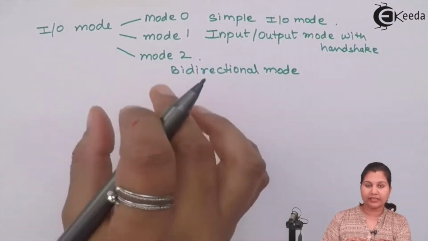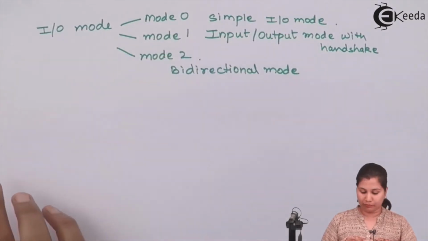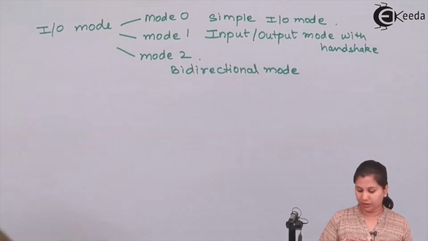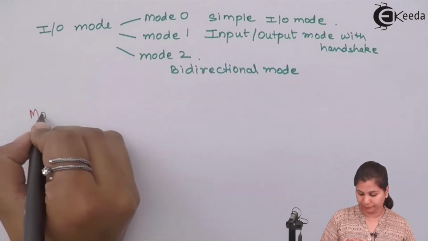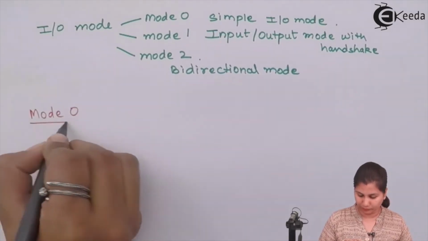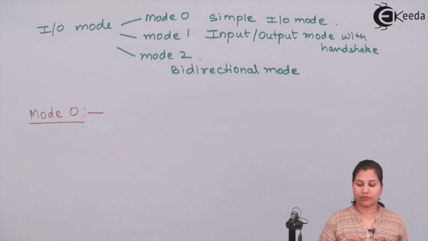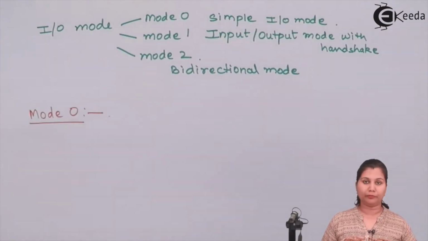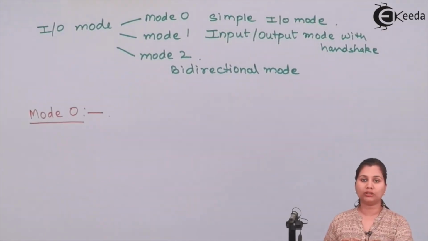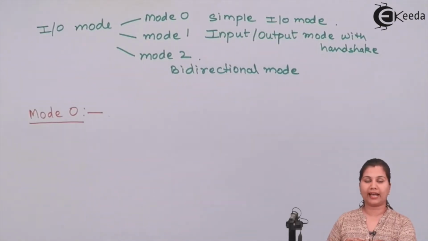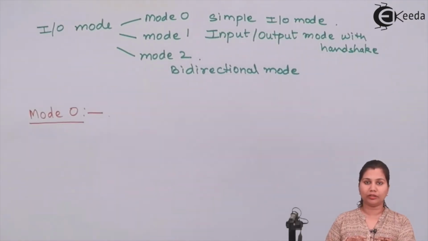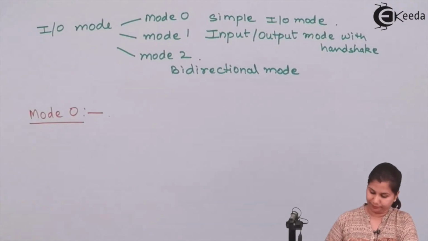So now let us study all three modes one by one. First start with mode 0. Mode 0 is known as the simple input output mode. So in this mode, all the three ports are acting as input output ports.